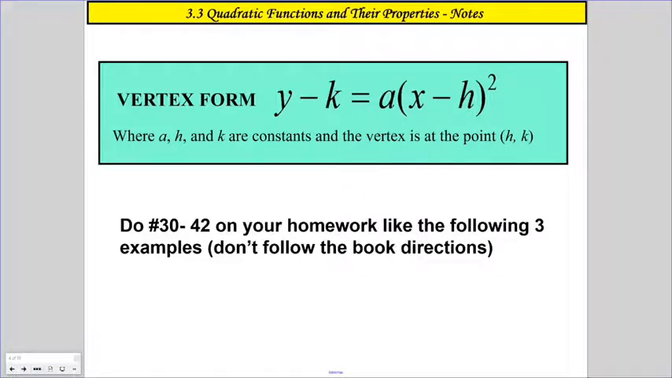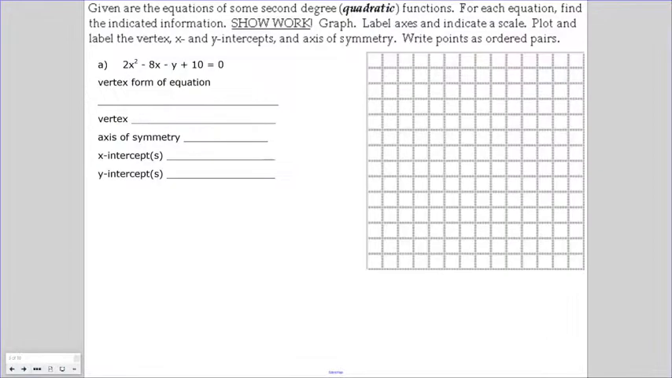So as we get into this first example, you guys are going to make sure you do the homework problems like this example. Don't look at the book directions. The book directions differ just a little bit to how I want you guys to do this. So here's what we've got. We've got this equation, and we want to find the given information: the vertex form, axis of symmetry, the x and the y intercepts, and then I'm going to ask you guys to graph this.